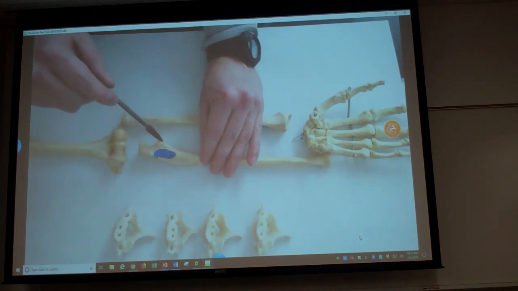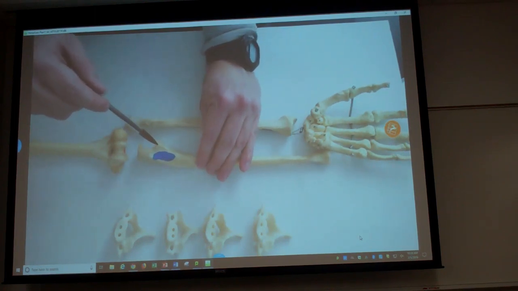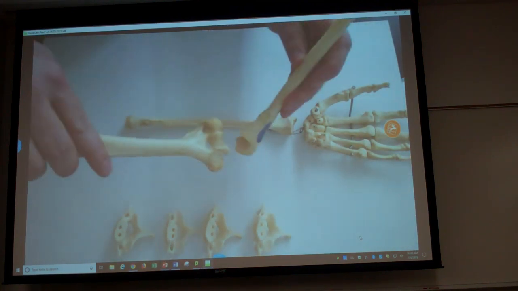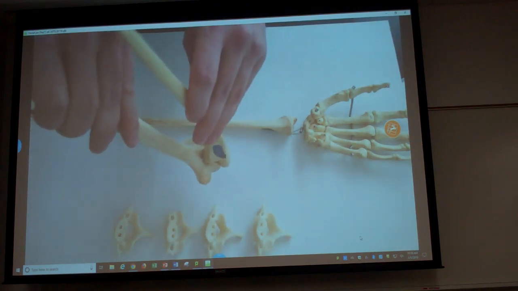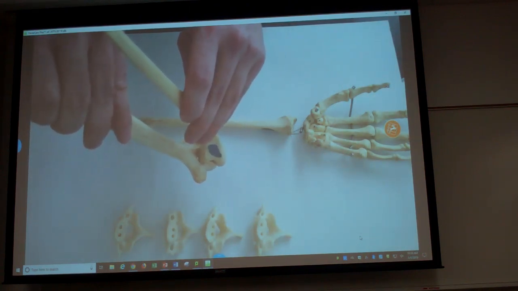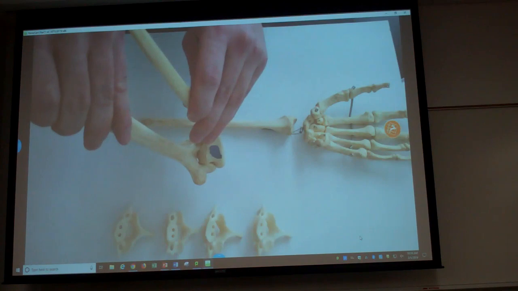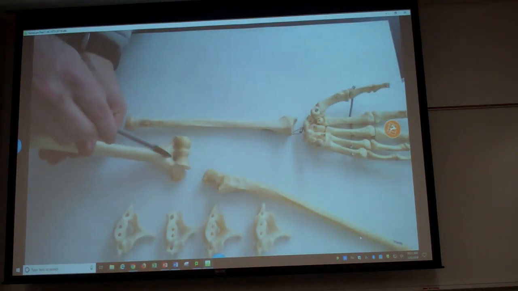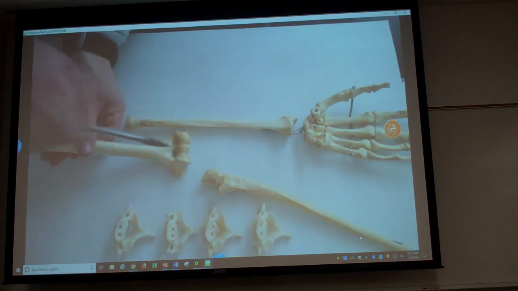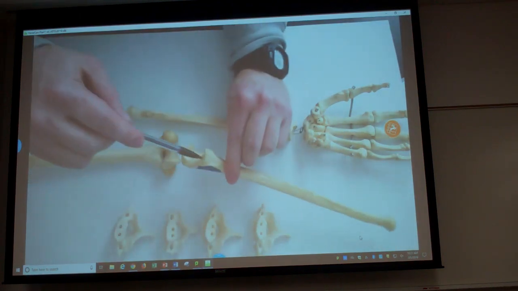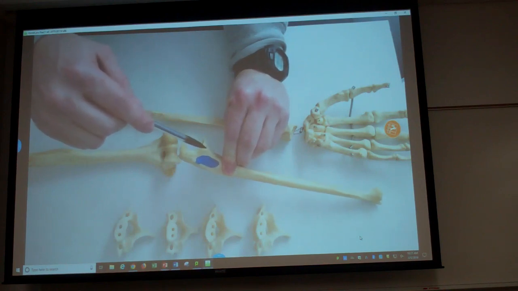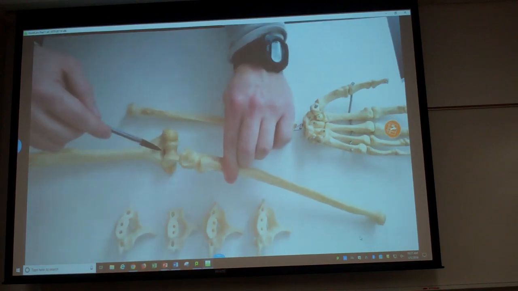Down here, we call that the coronoid process. Because guess what? On the front side of our humerus, the coronoid process of our ulna articulates with the coronoid fossa of our humerus. So this part that sticks out here, the coronoid process, articulates with the coronoid fossa of the humerus.